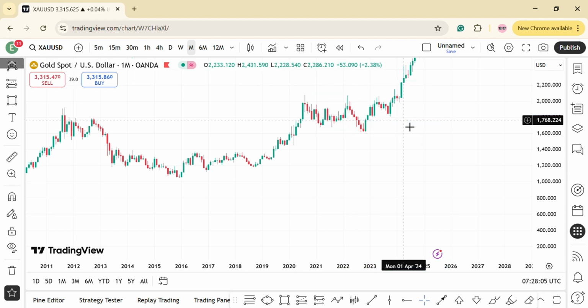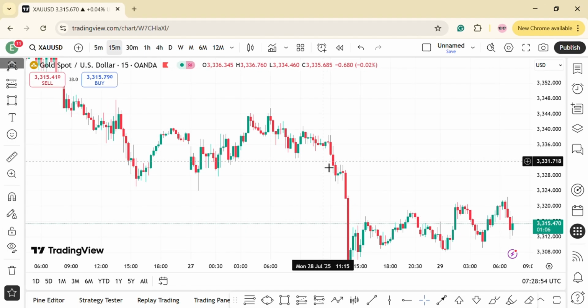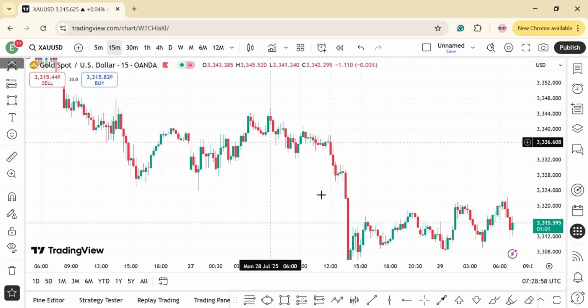Now let's look at the supply zone. We've done that of demand. Let me take you now to 15 minutes. Now this on 15 minutes, I took this trade yesterday. You can see what price did. Price pulled and created what?